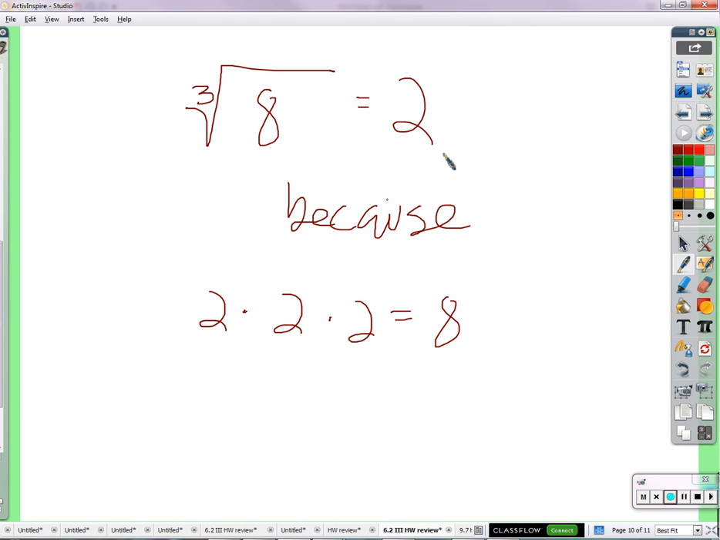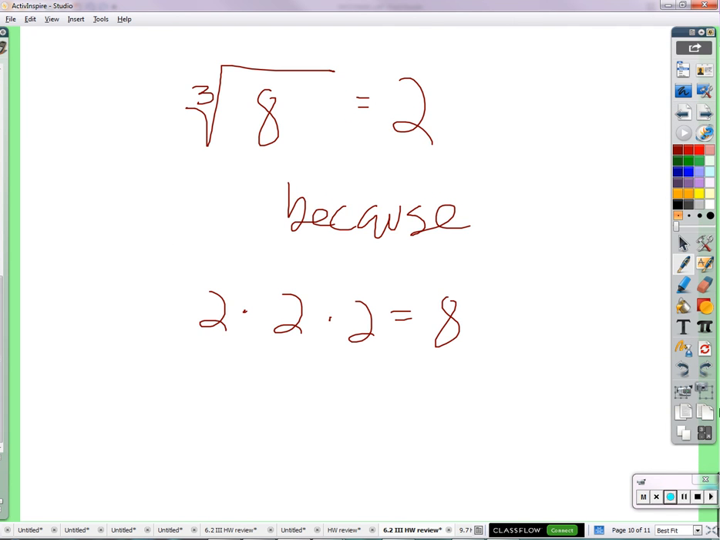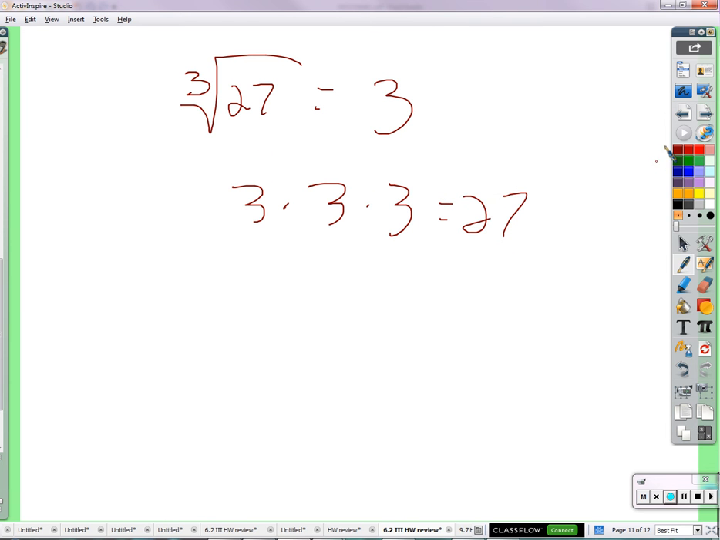So 27. What's that now? 27. 3. Okay, so an example, the cube root of 27 is a 3? Because 3 times 3 is 9, and then times another 3 is 27. Yes, 3 times 3 times 3 is 27.